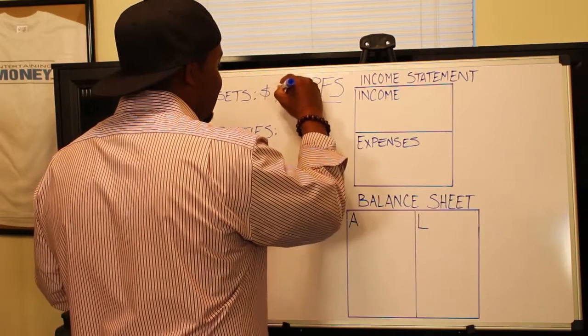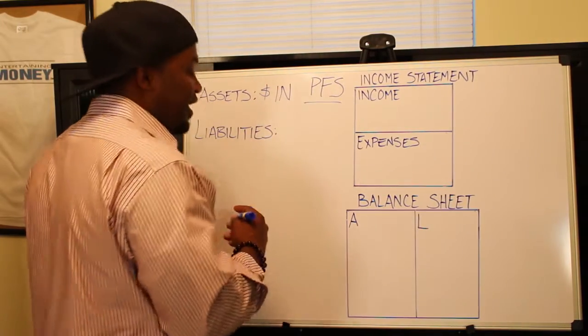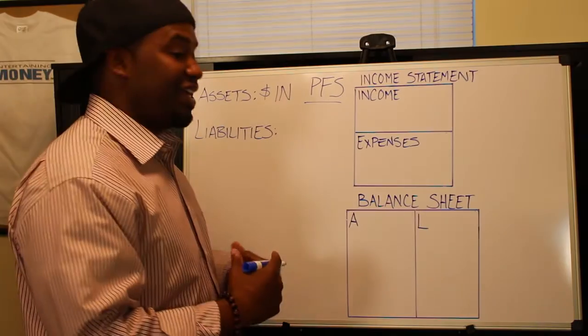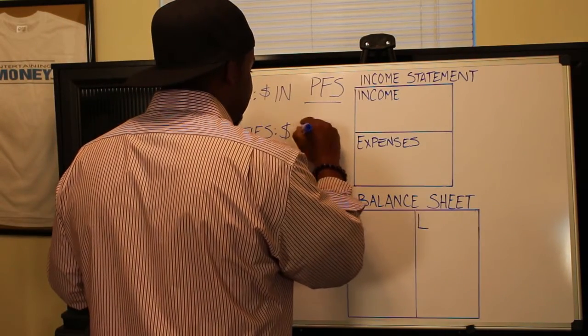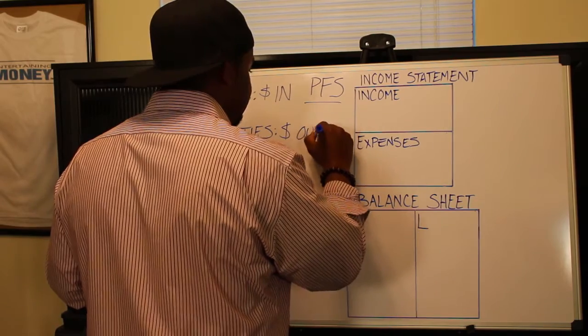So we have money in. And liabilities are the opposite. They're things that take money out of your pocket. So we have money out.